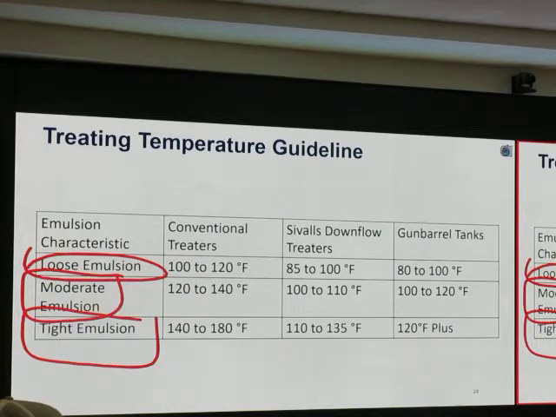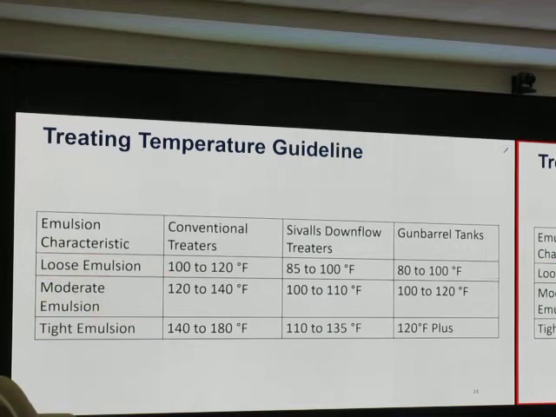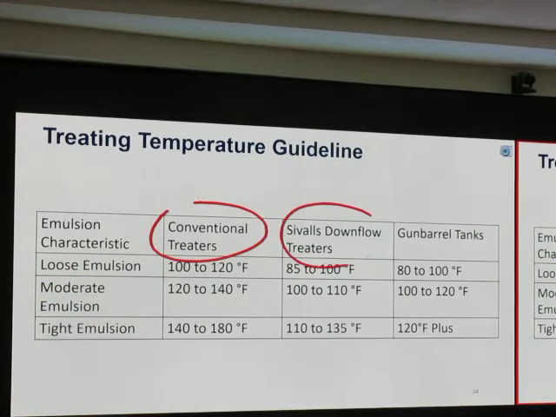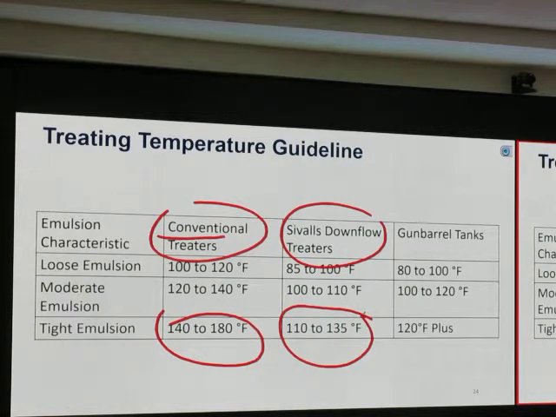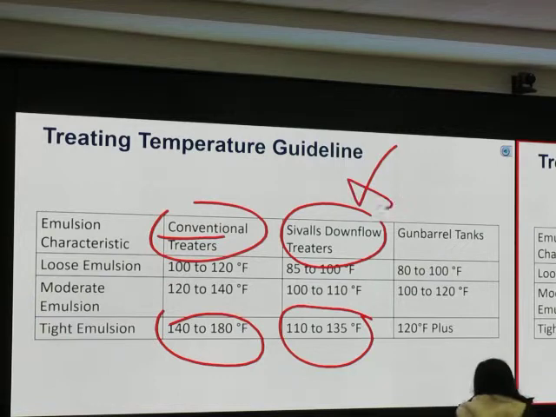If it is tight emulsion, depending on what kind of heater treater, okay? If we use a regular heater treater, conventional model, if it's very tight emulsion, we have to go hot. You see that? But if we have down flow treater, we can go a little bit less hot. Why is that? For down flow model, how can we use less temperature? Because of the way it's designed, of course.